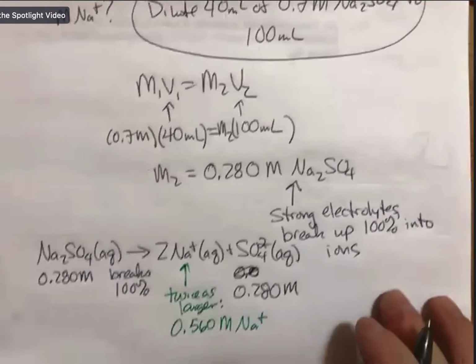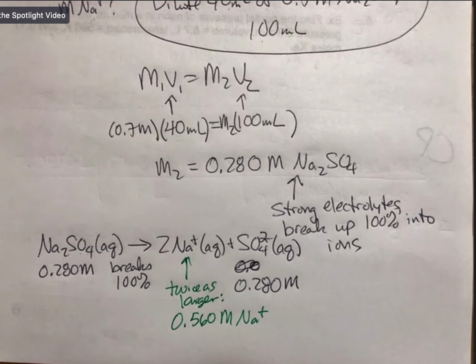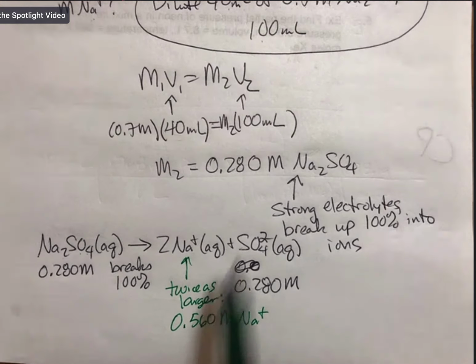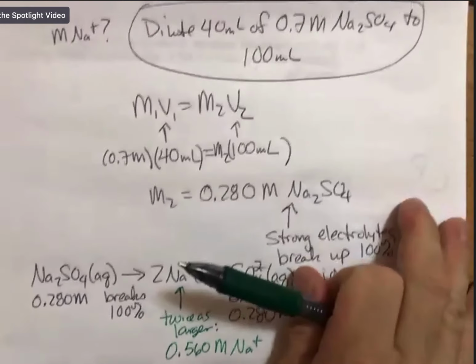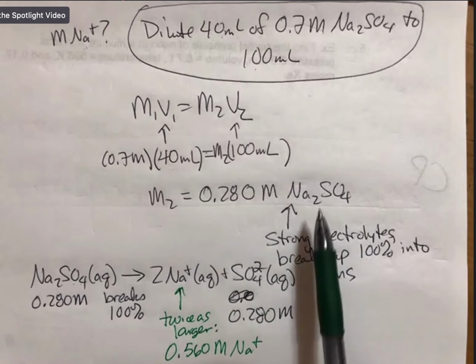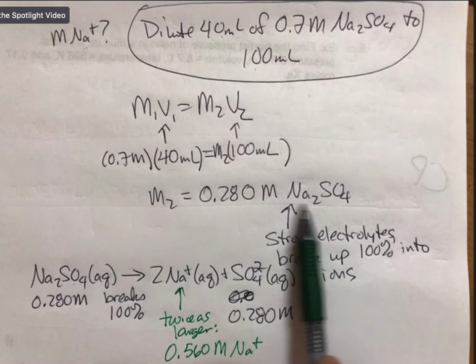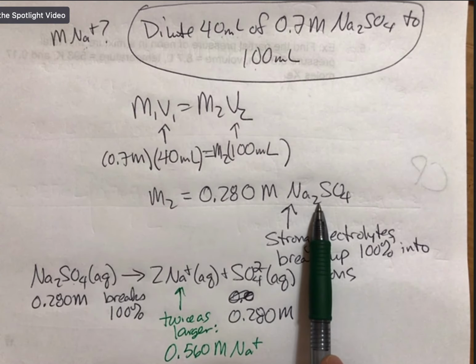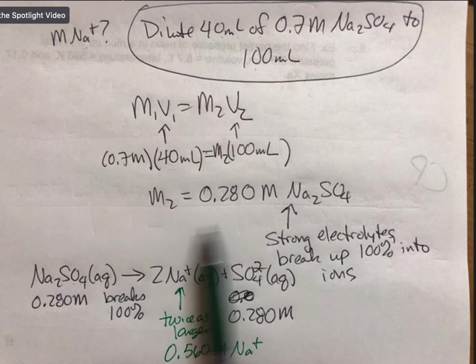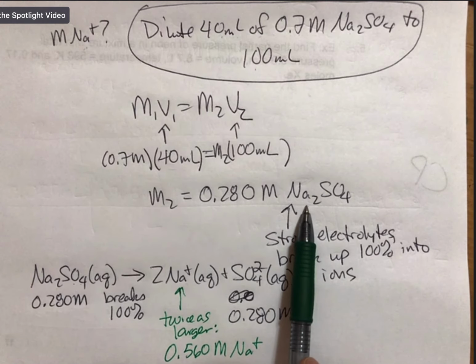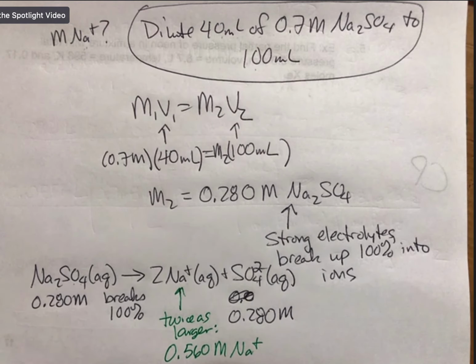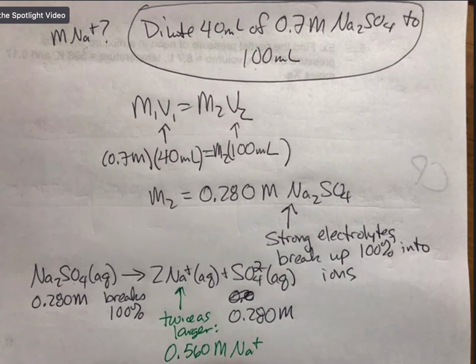Oop, I lost you. Sorry about that. 0.560 molar Na+. So think of this as a regular dilution problem in which we then have to think about doubling the concentration because there are 2 sodiums for every sodium sulfate. I think there are some calculations you can do there, but I prefer to do this not on a picket fence.